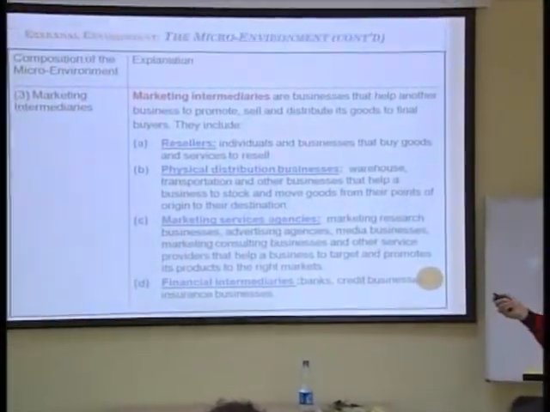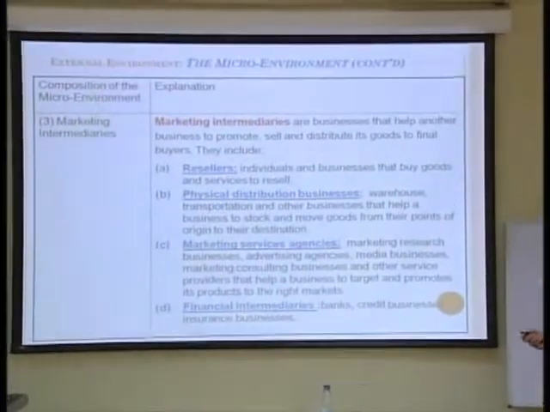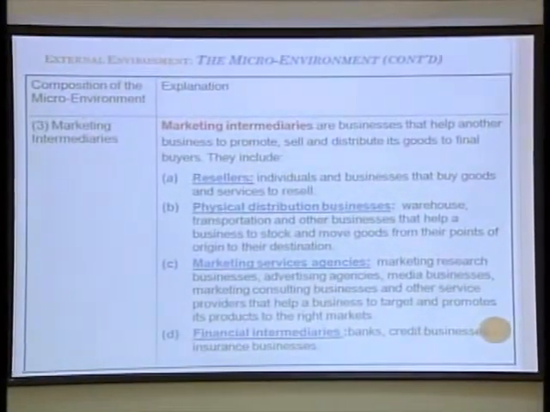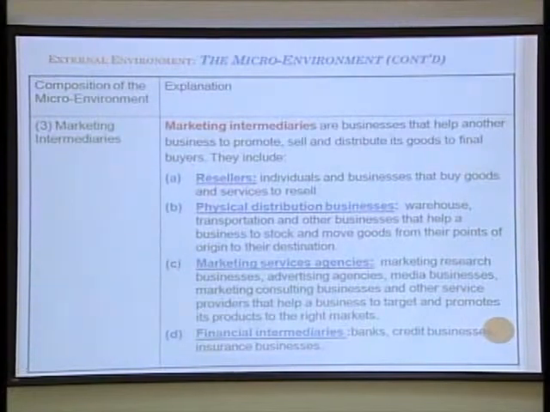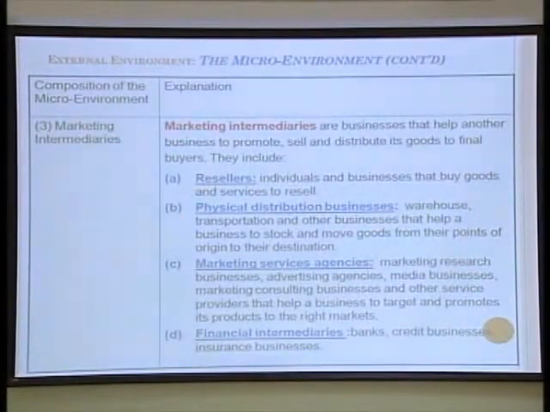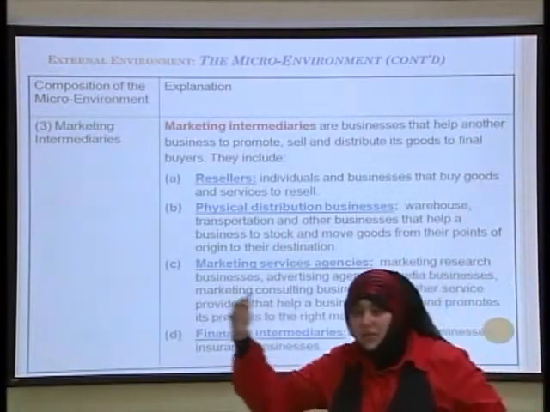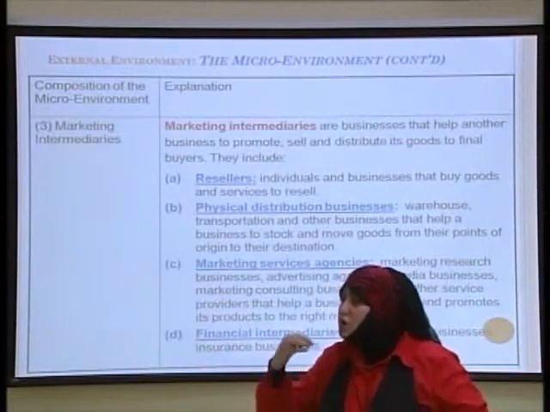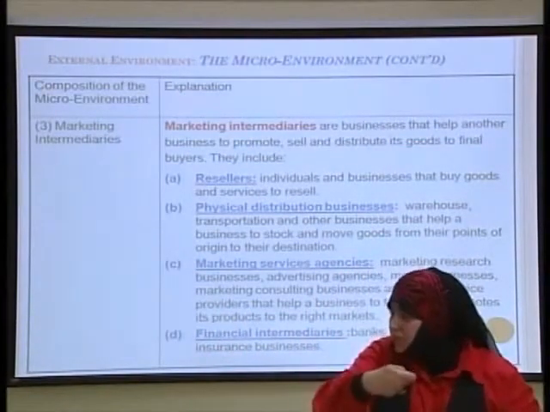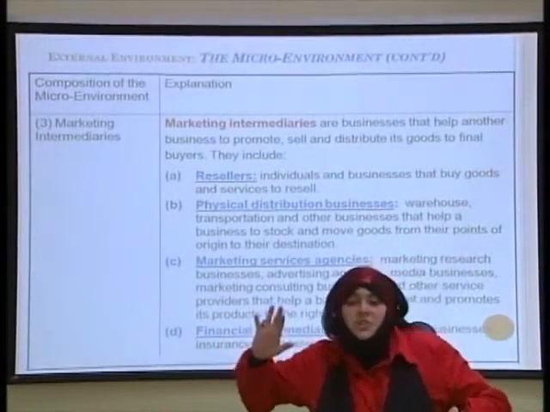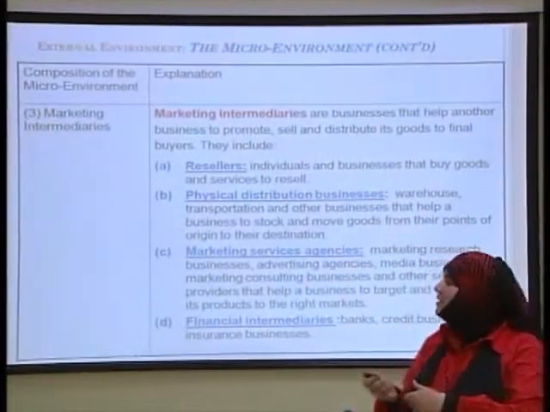So, who are the intermediaries? We have here some examples of intermediaries. The first is the resellers. Resellers are individuals and businesses that buy goods and services to resell. Like the wholesalers, like the supermarkets, when they buy from the manufacturer, they buy not to use it, but to resell it. So this is an intermediary, right? This is what we mean by resellers.